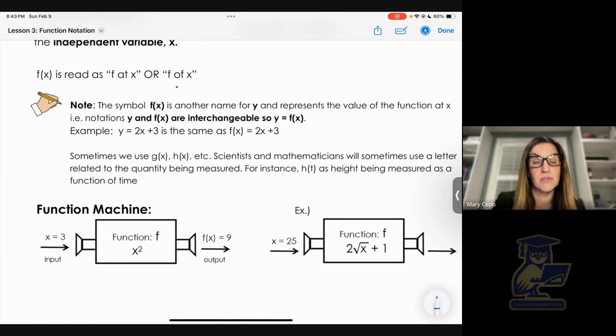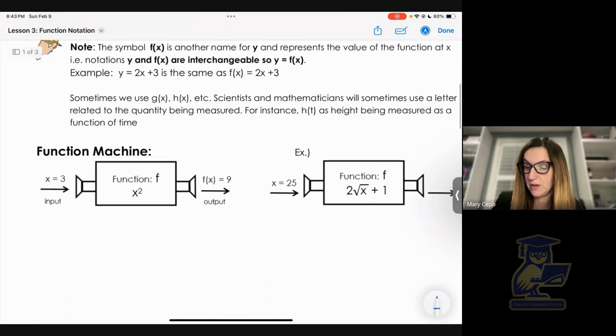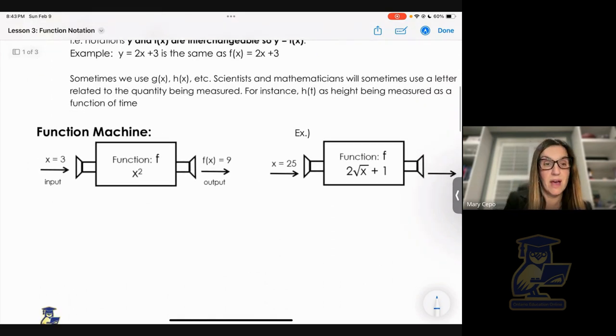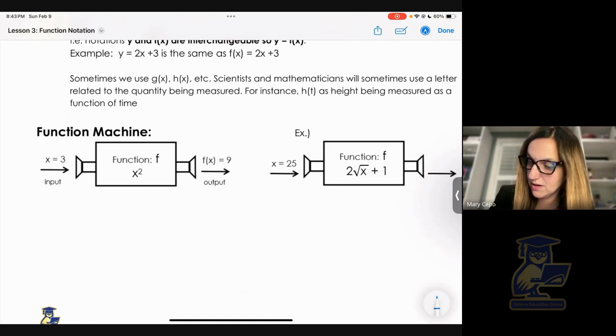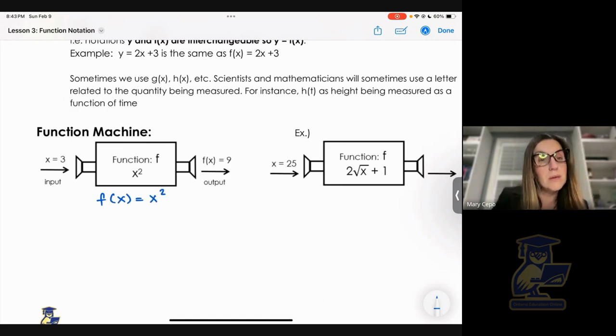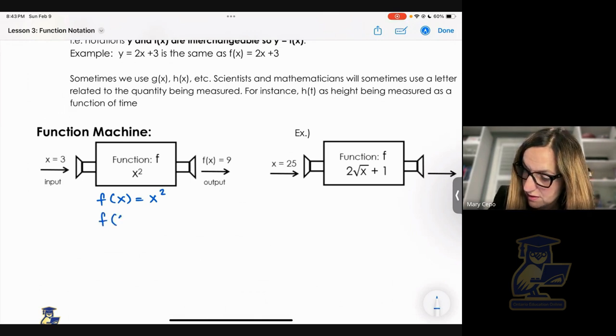So let's look at this function machine. We have our input, which is x, that we're going to put into our function, which is represented by x squared, and our output, f of x, is going to be 9. Let's test that. We are given the function f of x is equal to x squared. Our input is 3, so instead of x, I can replace it with 3.